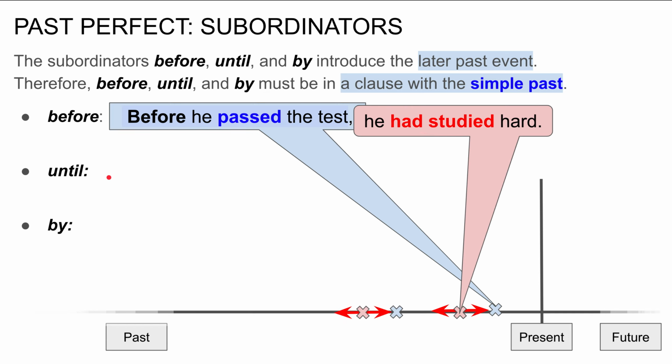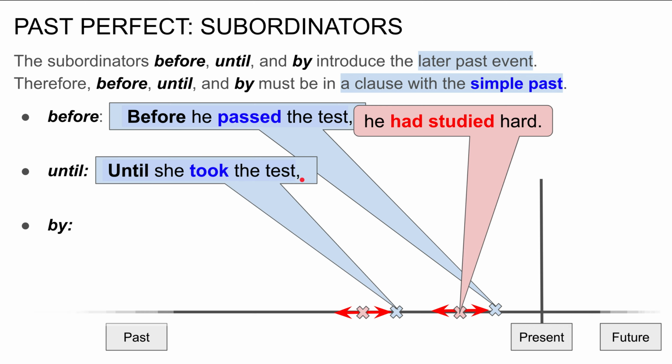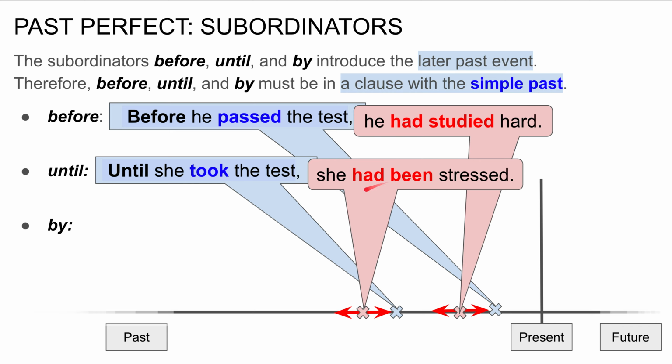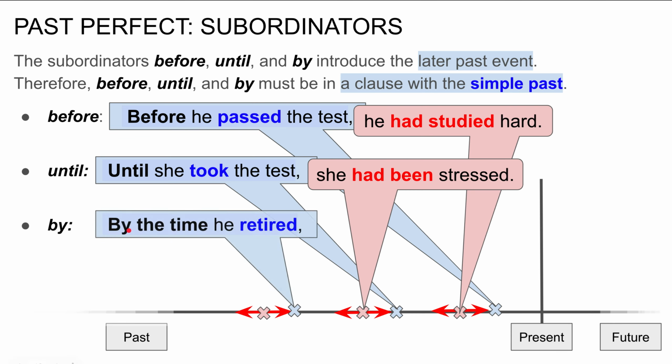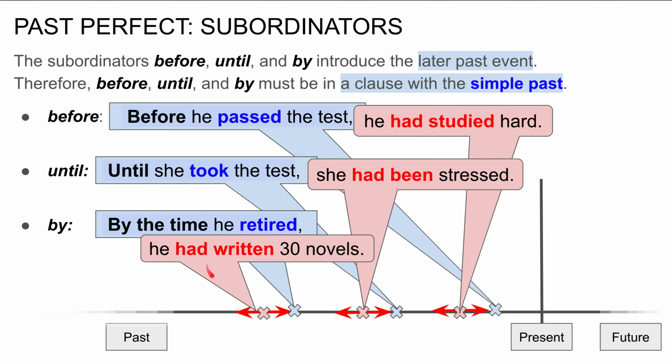Looking at until now: until she took the test, introducing the later event. She had been stressed, introducing the first event. Now looking at by: by the time he retired, introducing the later event. He had written 30 novels, introducing the first event. So keep in mind that we use before, until, and by to introduce the later past event, which must be a clause with the simple past.